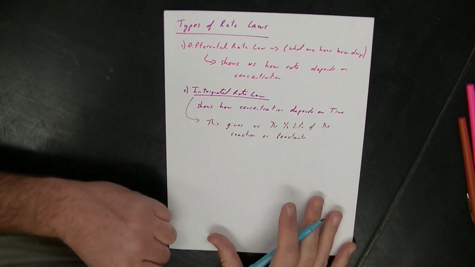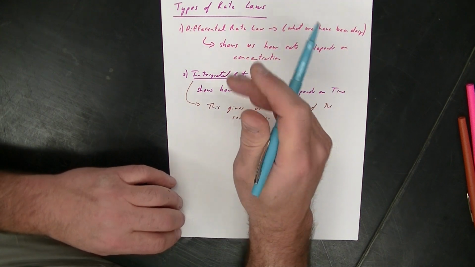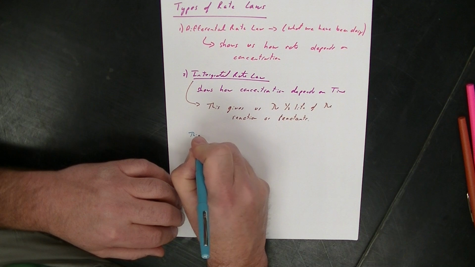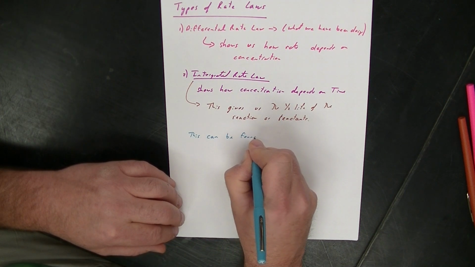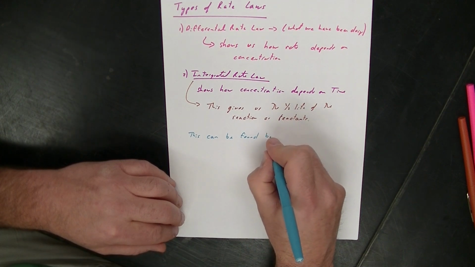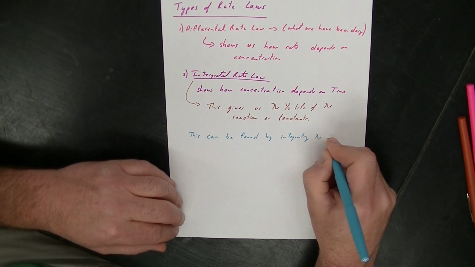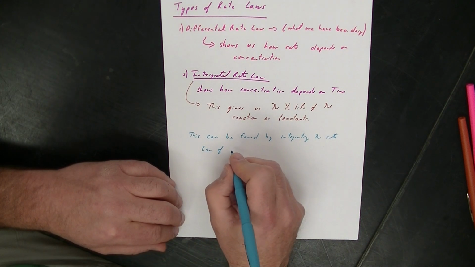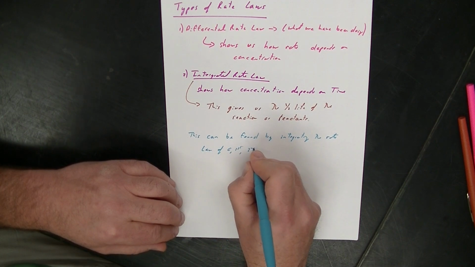Right? So it's a mathematical relationship, and we can integrate these rate laws. We could do those math derivations, but we're not going to. So this can be found by integrating the rate law of zero, first, and second order reactions.